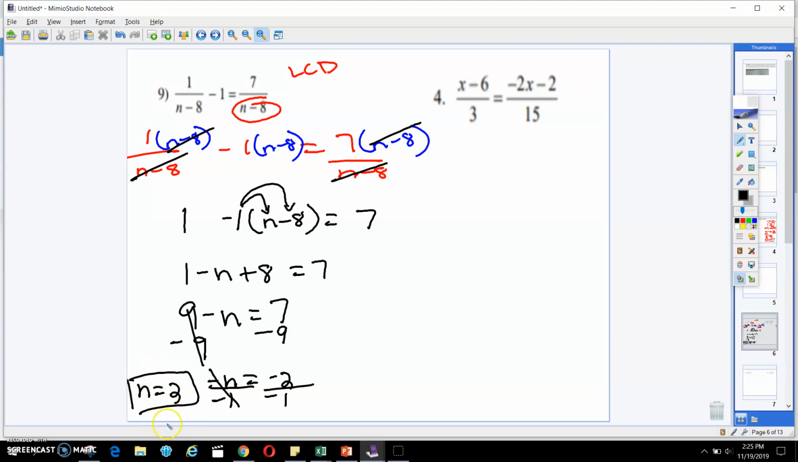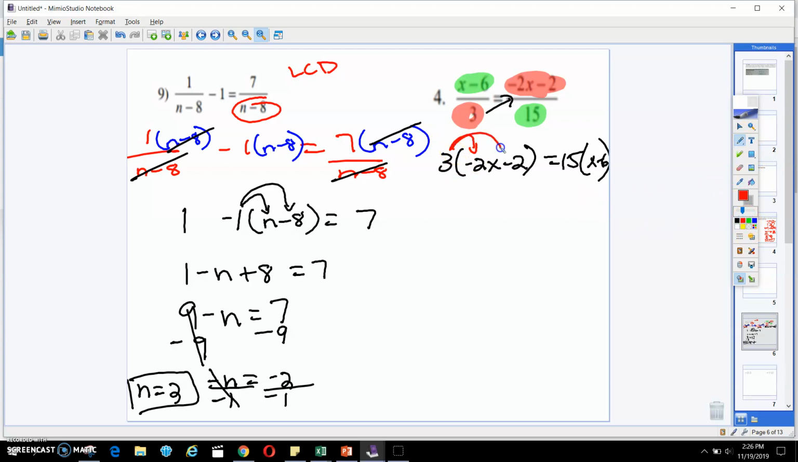Number 4 is going to be that cross multiplication. So you're going to take x minus 6 times 15, and then you're going to take 3 and multiply it by negative 2x minus 2. So when you do that, you're going to get 3 times negative 2x minus 2 equals 15 times x minus 6. Ooh, look at that handwriting.